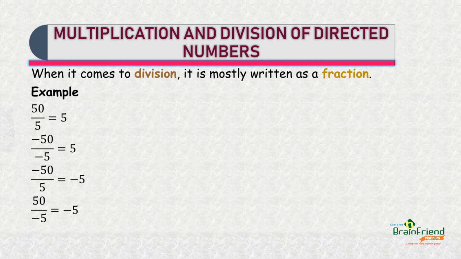When it comes to division, it is mostly written as a fraction. Example, 50 divided by 5 will give us 10. -50 divided by -5 will also give us 10. -50 divided by 5 will give us -10. And 50 divided by -5 will give us -10. You can see that they are written in different ways, but give the same answer.